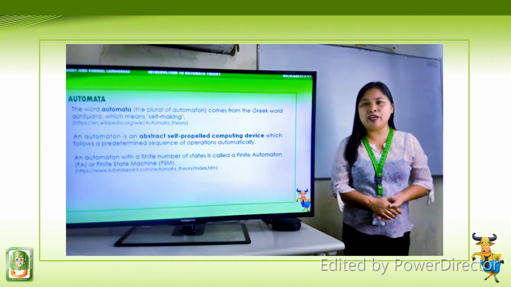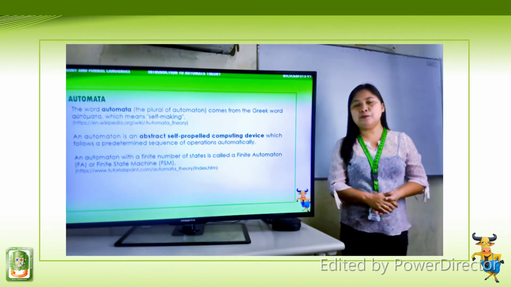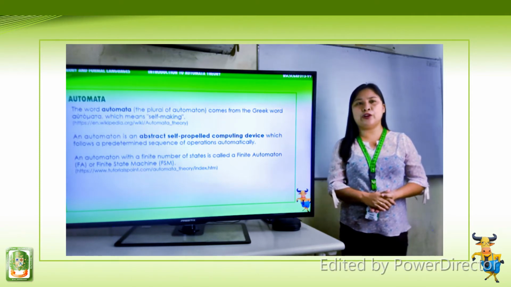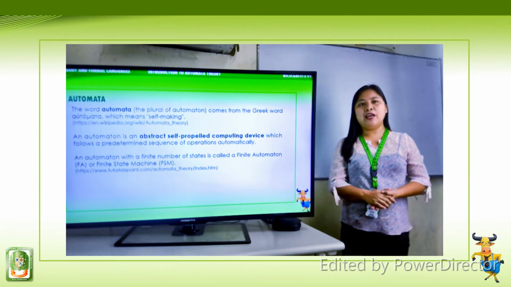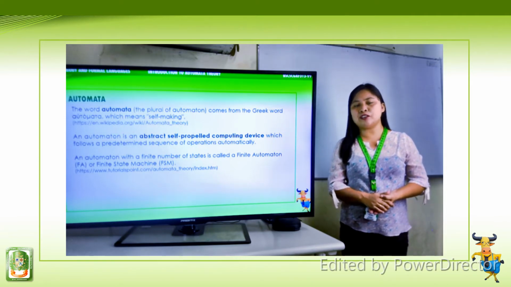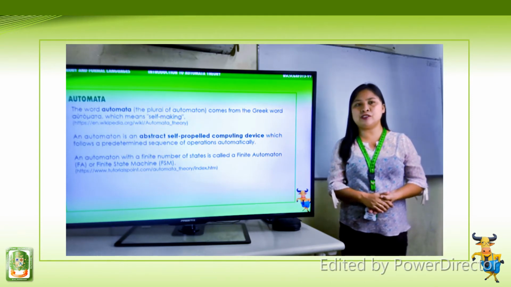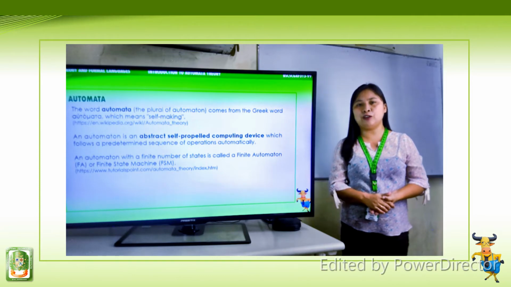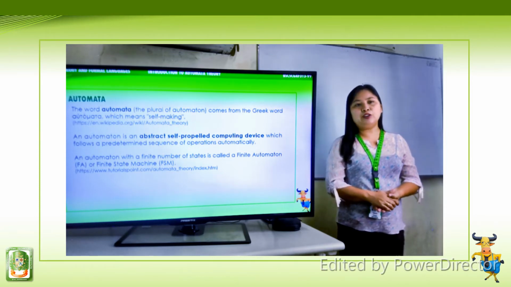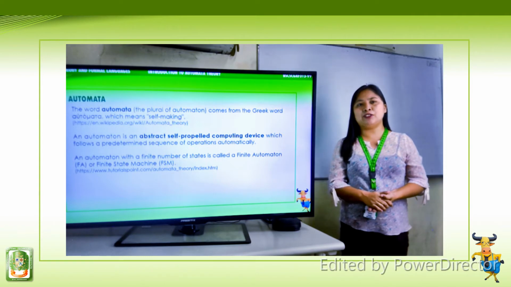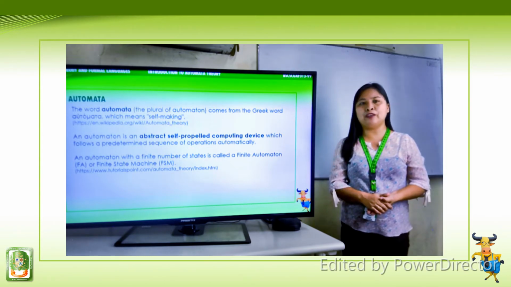The word automata is the plural of automaton, which comes from the Greek word meaning self-making. An automaton is an abstract self-propelled computing device which follows a predetermined sequence of operations automatically. An automaton with a finite number of states is called a finite automaton, or FA, or finite state machine, or FSM.